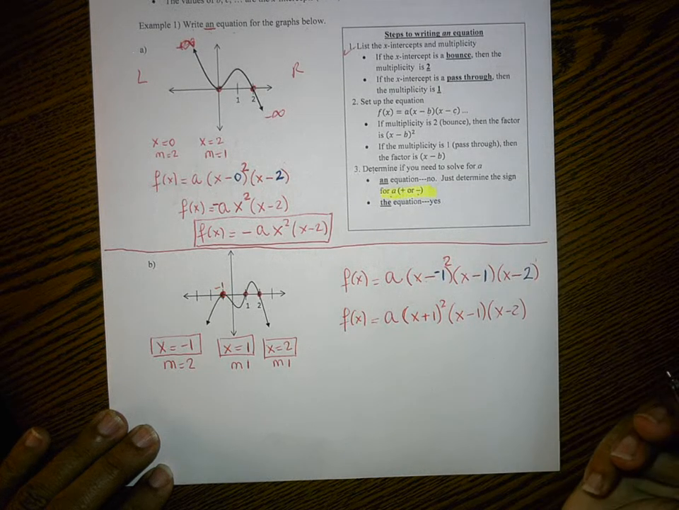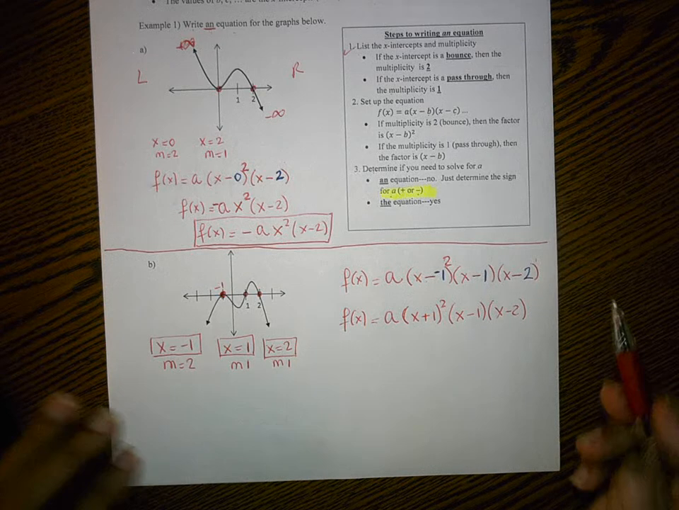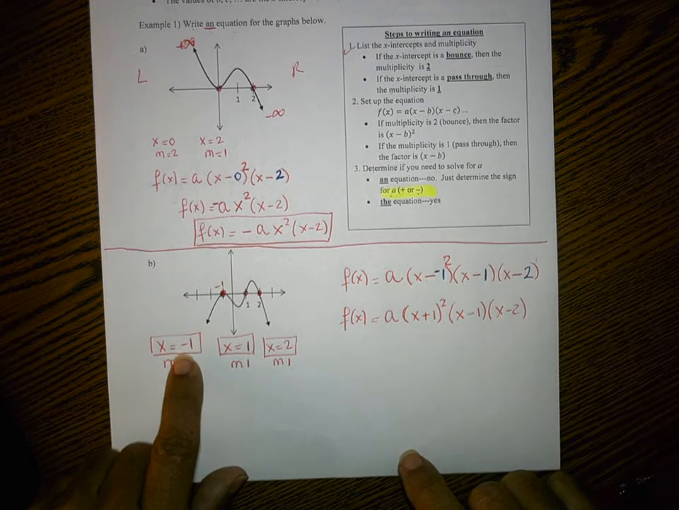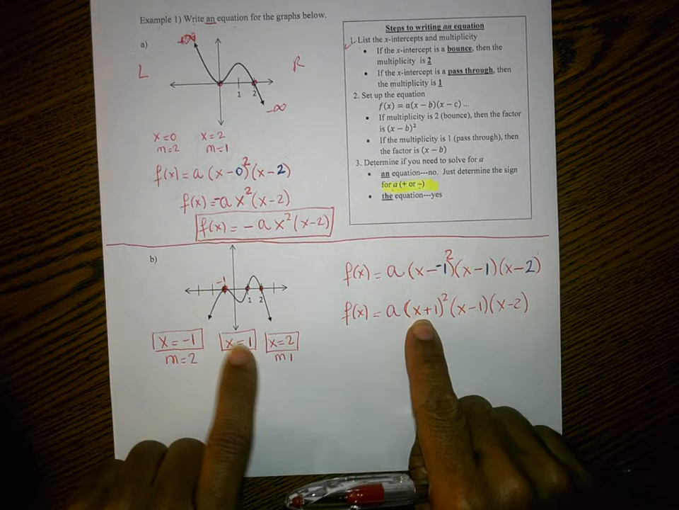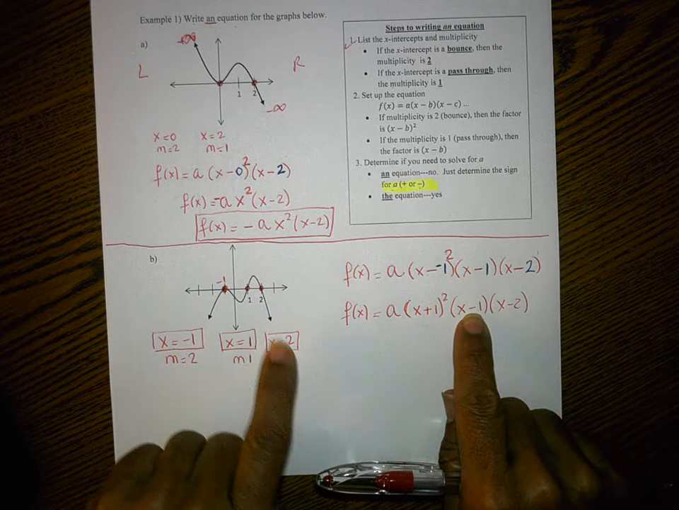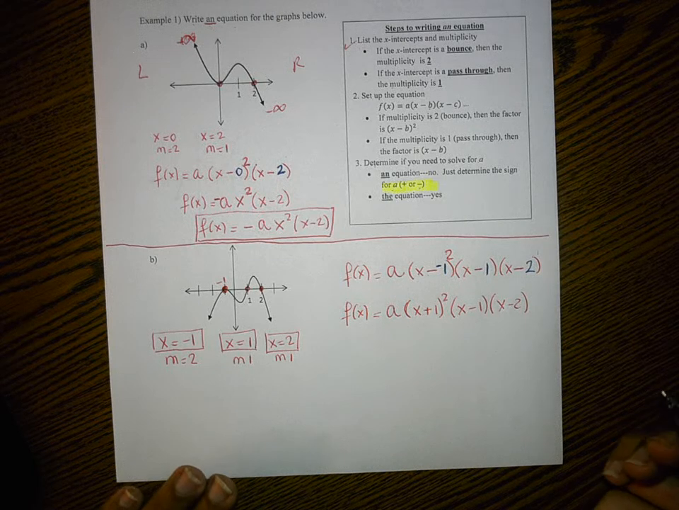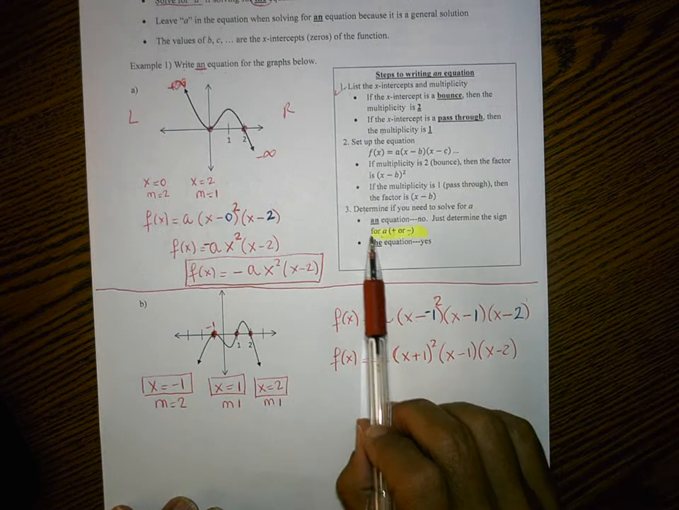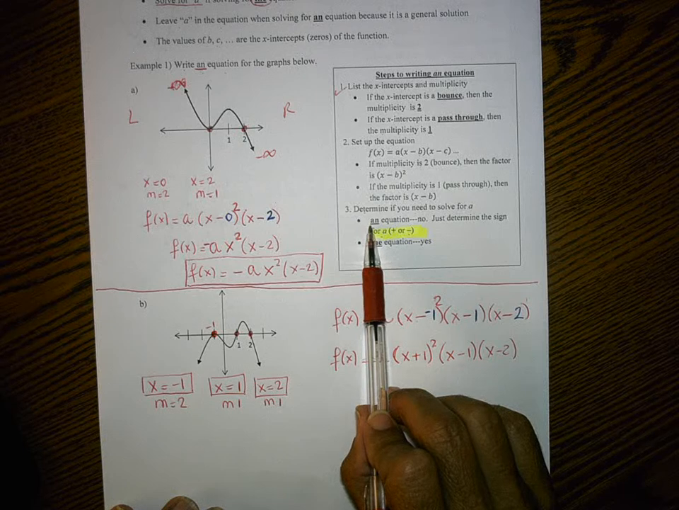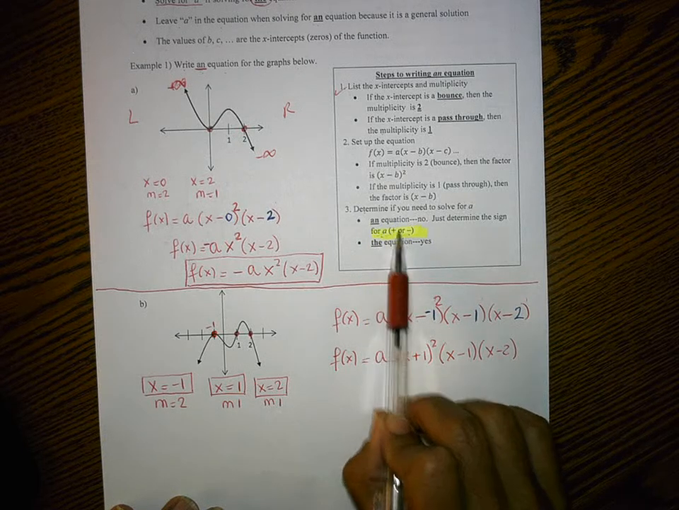So there we go. We took care of things very carefully. If you notice, the negative 1 became positive, the positive 1 became negative, the positive 2 became negative because of the change of signs. Now, the last thing that tells me to do here is to determine if I have to do my positive a or negative a.